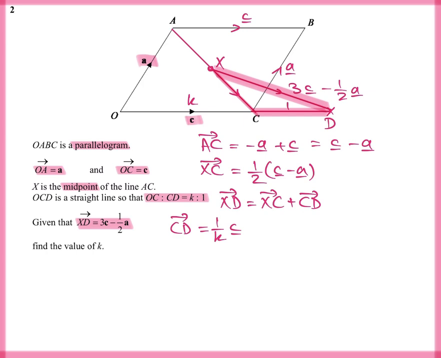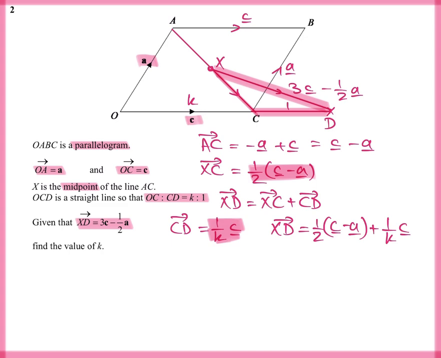So for example, if this was 2, then you do 1 out of 2. If the ratio was 2 to 1, for example, then vector CD would be half of vector C. So if K was 3, then you would do 1/3 of vector C. Right. So CD is now found. We need to add these two vectors together. So XD is going to be a half (C minus A) plus 1 over K C.